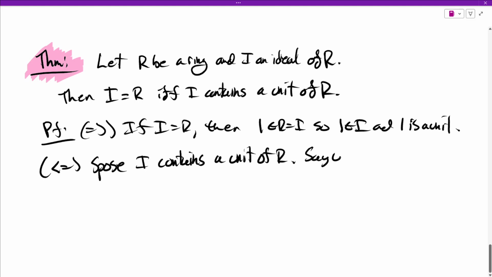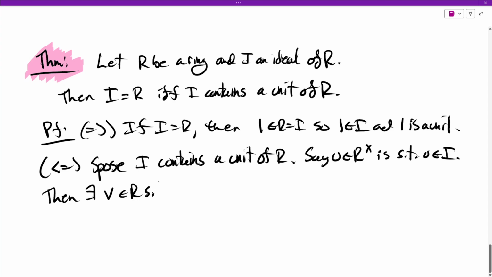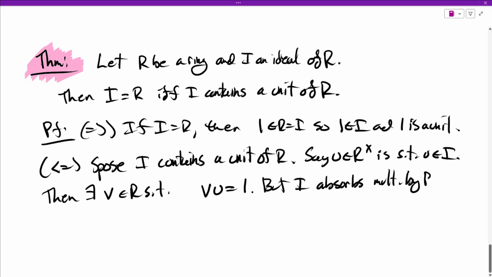Let's say that we have some unit U in I. Then, since it's a unit, there exists some V in R such that VU is 1. But I absorbs multiplication by R. So VU, which is 1, is in I, since U is in I. And so the product is also in I. Thus, 1 is in I.